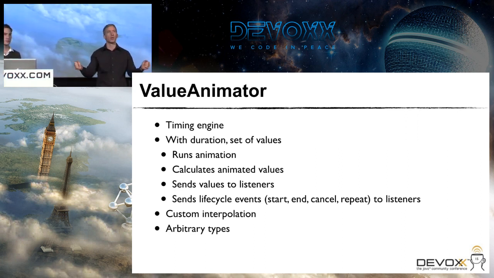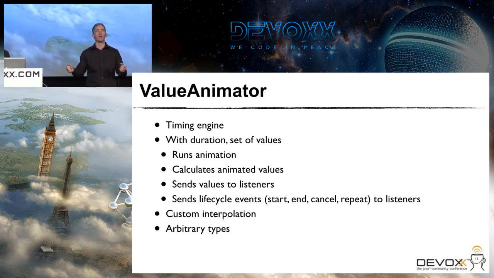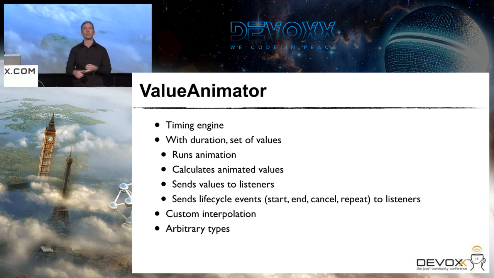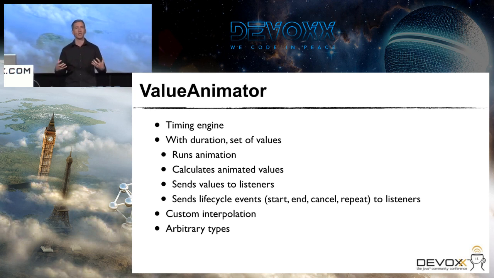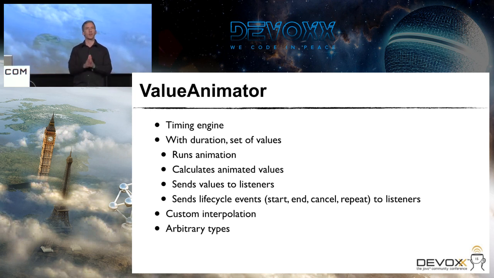Give me a duration, I'm going to run for that long. Give me the start and the stop values, and I will calculate the values in the middle. Tell me how to interpolate those values if you want to accelerate or decelerate or have some custom timing, and tell me how to evaluate them. So you can actually give me custom objects, like a data structure. It can animate anything as long as you tell me how to interpret those objects. Then ValueAnimator takes care of all the details.